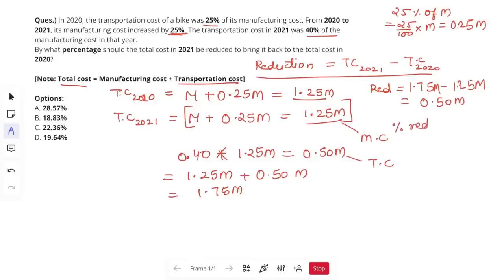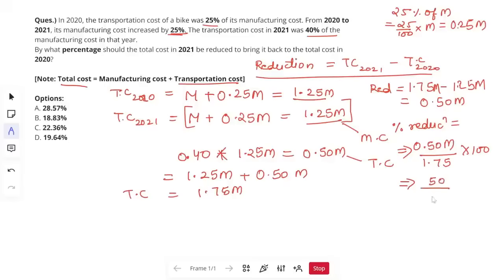How can you find out the percentage reduction? In order to calculate the percentage reduction, you have to take the reduction value that you have got divided by the total cost, which was 1.75, multiplied by 100. This will give us the percentage value. So you can solve it further.